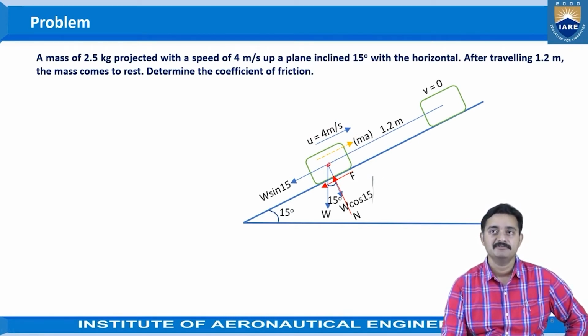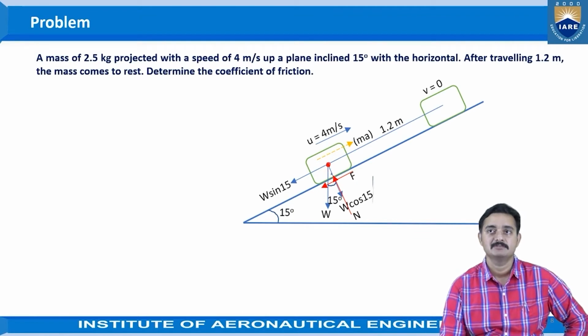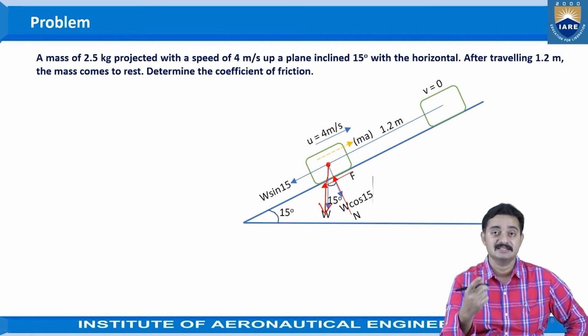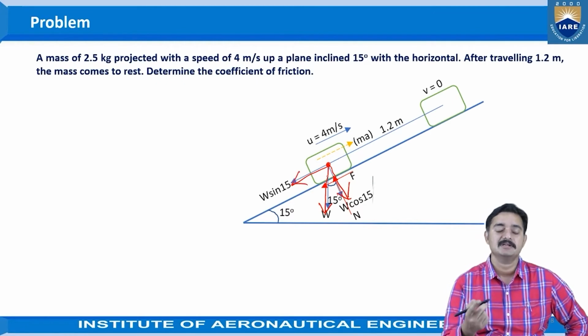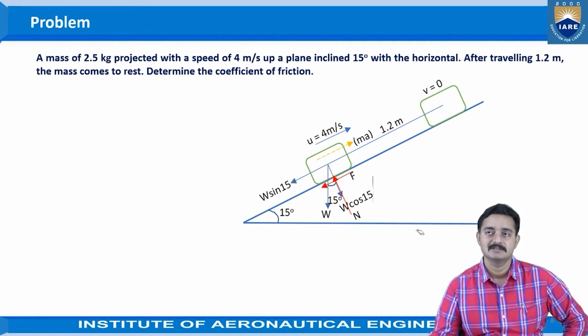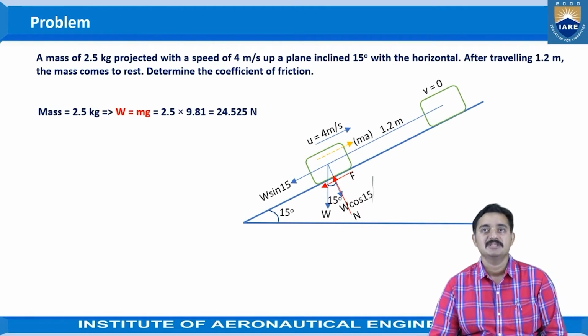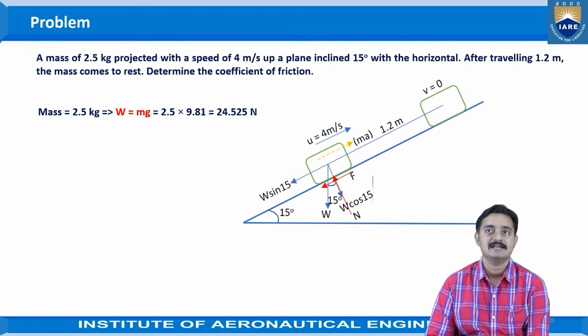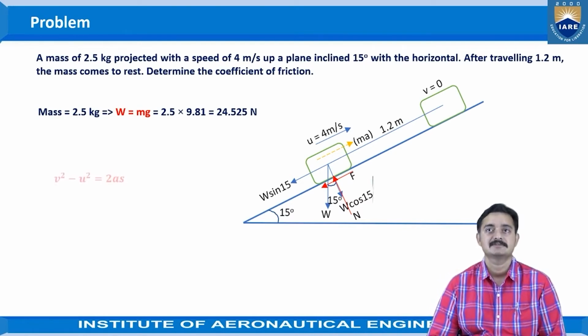And the weight of the mass, W, is acting vertically downwards. So this would be an inclined force for the system as we are considering the inclined plane condition. So that would be resolved into two mutually perpendicular components, one along the plane and the other normal to the plane. So this is how the free body diagram will be shown. Now coming to the mass, which is given as 2.5 kg, from this we can obtain the value of W as 24.525 newtons.